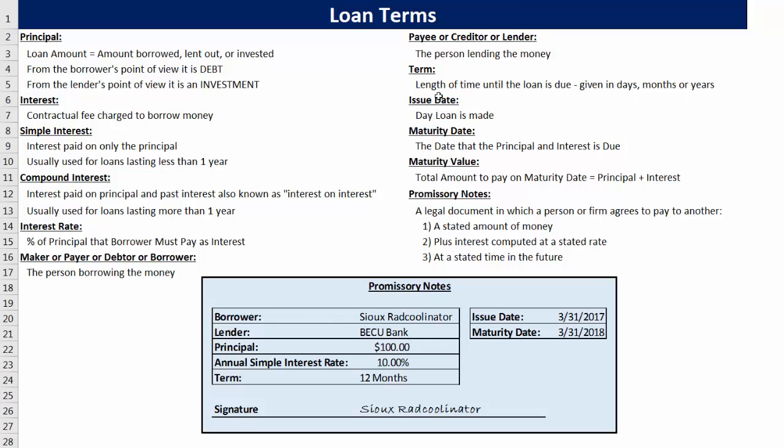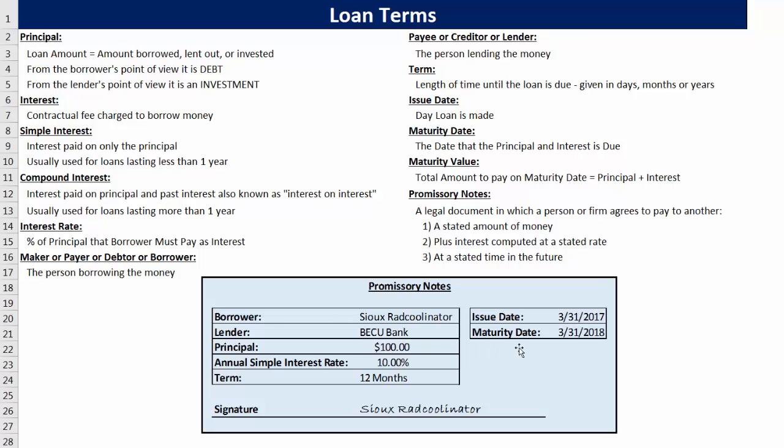The term, that's the length of time until the loan is due, given in days, months, or years. Now for us, our calculations will be different if the term is given in days, months, or years. Down here, we could see the term for this was 12 months. So our unit that we'll use for our calculations is months, not days, not years. Now the issue date, that's the day the loan is made. Maturity date, that's the date that the principal and interest is due. Down here, there's the issue date, 3/31/2017.